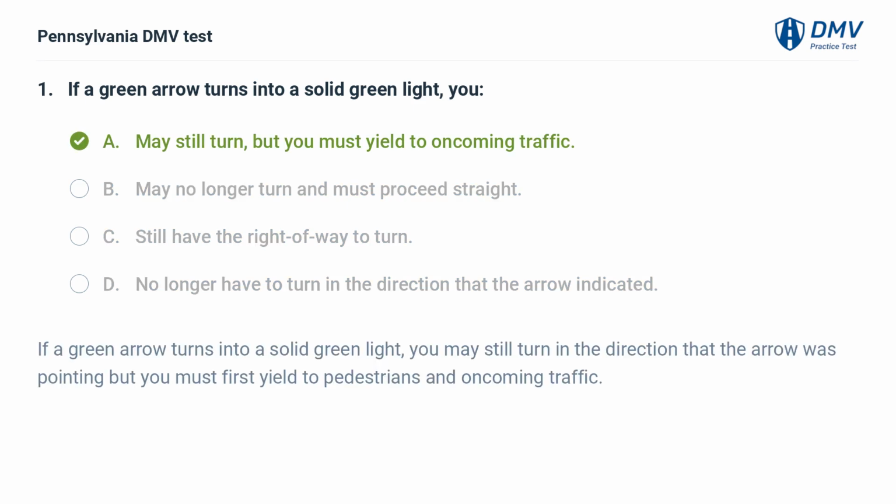A. may still turn, but you must yield to oncoming traffic. If a green arrow turns into a solid green light, you may still turn in the direction that the arrow was pointing, but you must first yield to pedestrians and oncoming traffic.